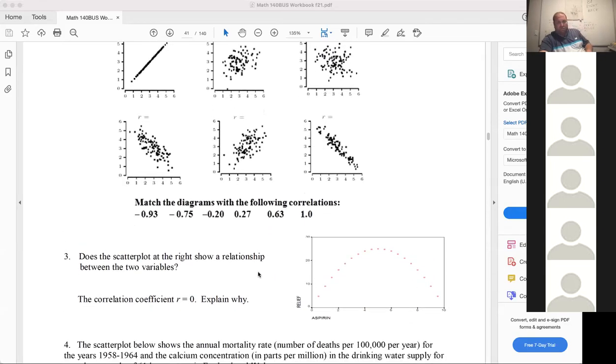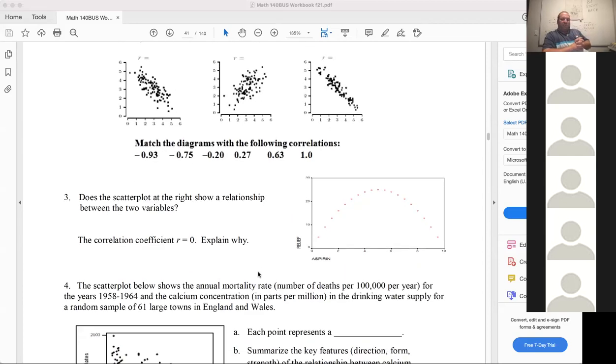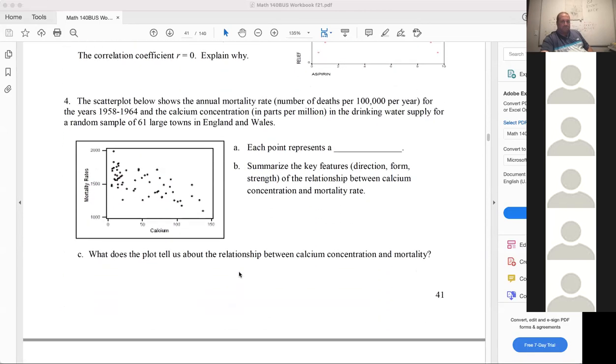Question 3. Does the scatter plot at the right show a relationship between the two variables? Is there a relationship between aspirin and relief? There is, but it's non-linear. Yes, there certainly is. It's just not linear. So why is the correlation coefficient 0 if there's a relationship? Because it's not a linear relationship. That's exactly it. Correlation coefficient only measures linearity.